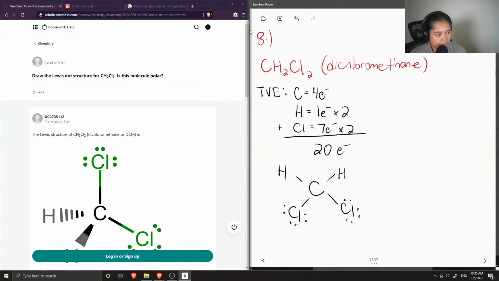And for the second part of the question, is this molecule polar? So first, let's recall that chlorine is much more electronegative than carbon. So dipole moments will be formed and the electrons are being pulled more in the direction of the chlorine atoms. Also notice that because of this pull, we have a net dipole moment going towards the direction where the chlorine atoms are located. So because of this, this molecule is polar.